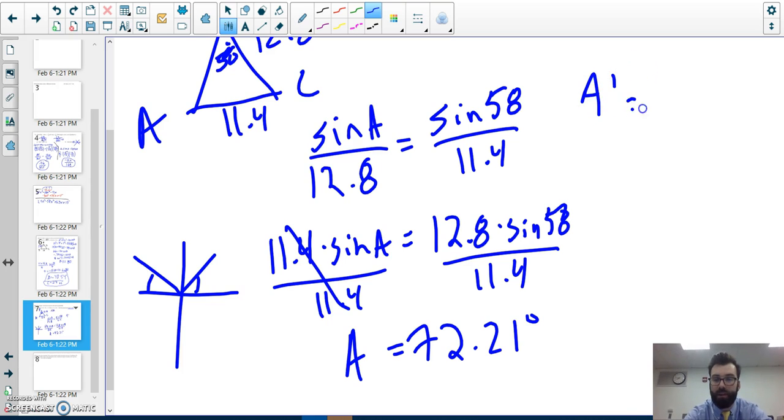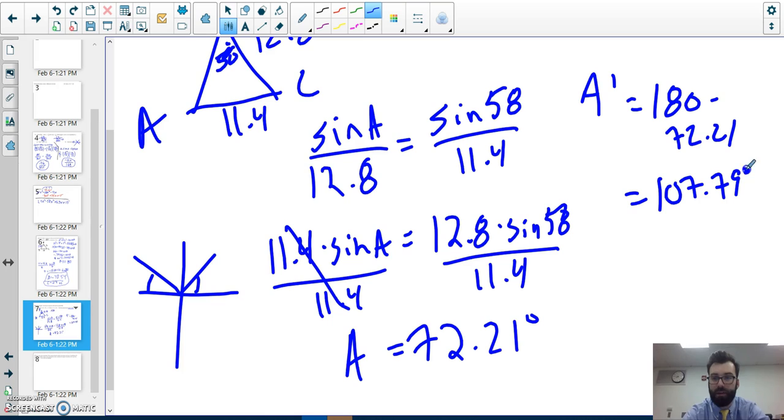So A prime is 180 minus 72.21 to get 107.79 degrees.